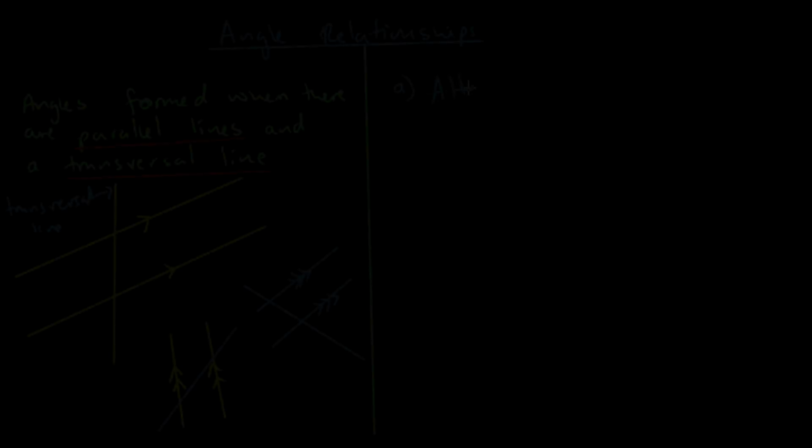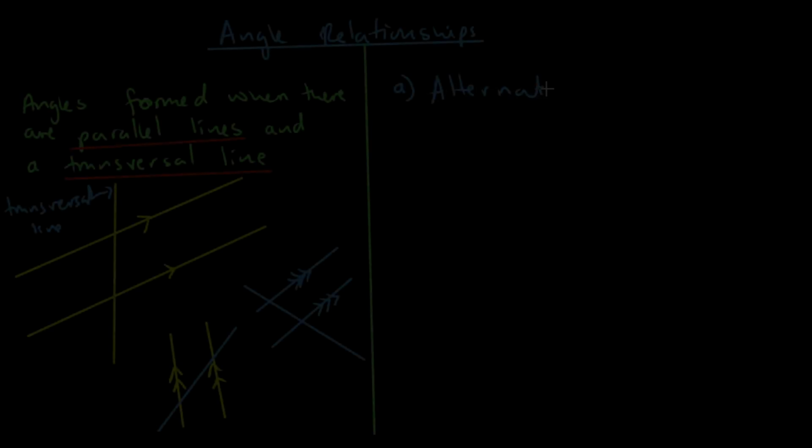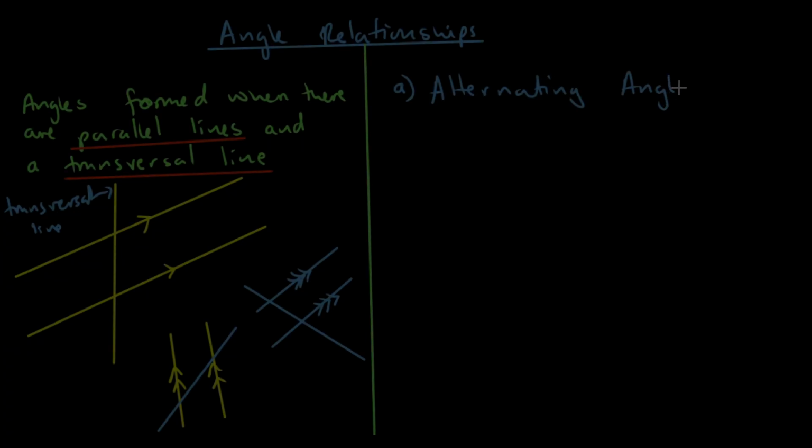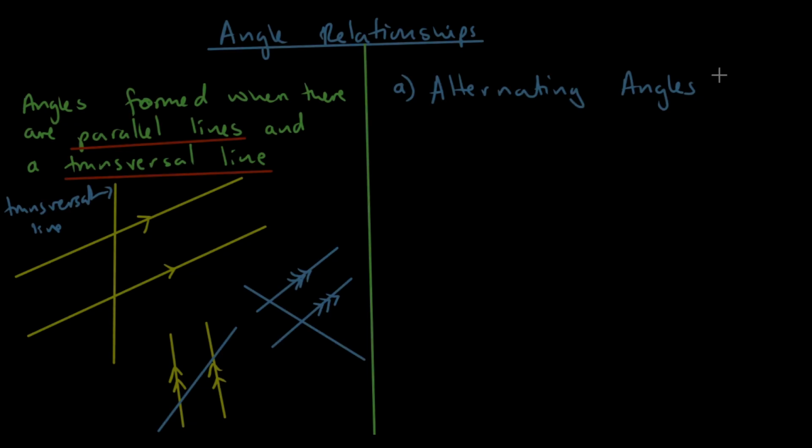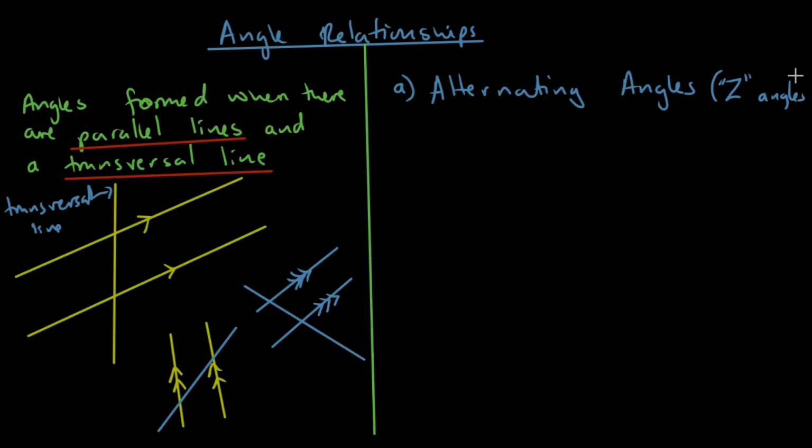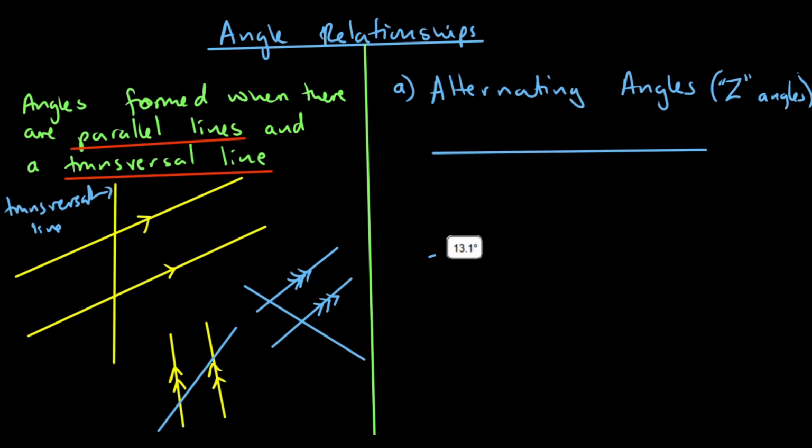Alternating angles. The other quickest way to remember them is by just saying Z angles. How do we get them? The Z angles are like we are saying if we have a parallel line and another parallel line, remember we have to be told that they are parallel.